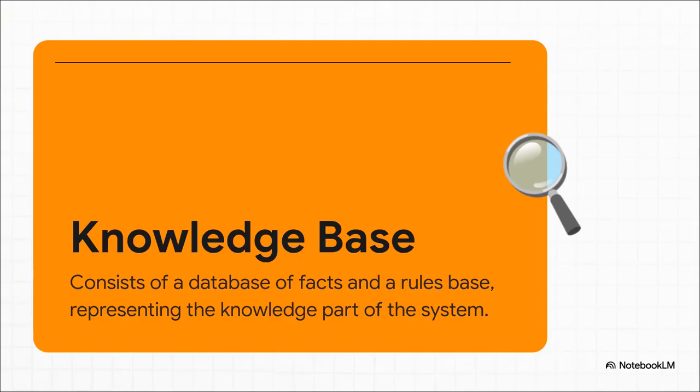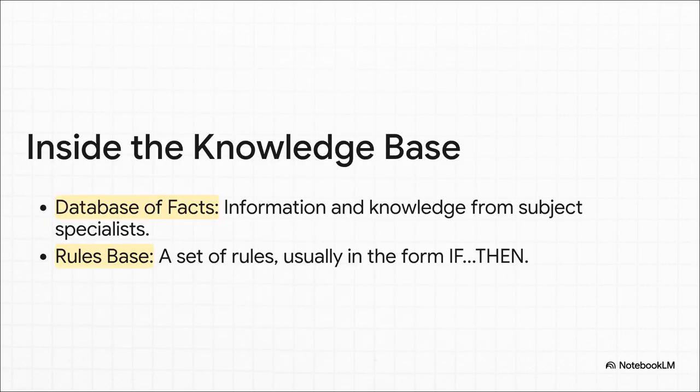First up, you've got the knowledge base, and you should really think of this as the system's brain. It's the library. It's where all the specialized facts, the figures, and the logical rules for one particular area, like car repair, are stored. Now, this knowledge isn't just a big pile of data. Nope, it's very strategically split into two parts.